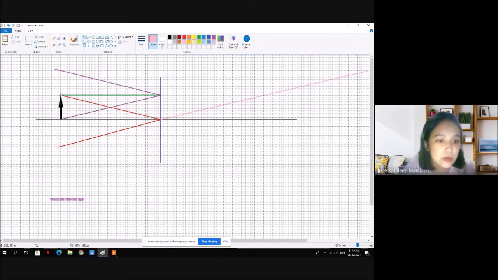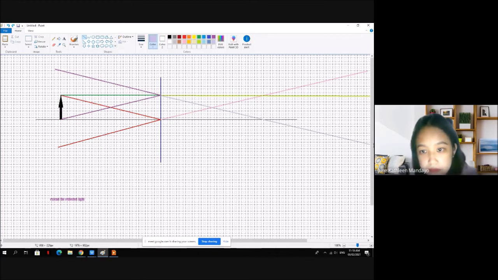Ganun din sa green. So, since yung green ay parehas yung incident at saka yung reflected, so, ganun din. Straight line lang din siya. Yan. And then, for the purple one, ito yung reflected, yung pataas. So, ayun yung extend natin. So, gamitin ko itong light na violet para tandaan na galing siya doon. Okay, so kung makikita natin dito, nagkaroon tayo ng mga intersection.